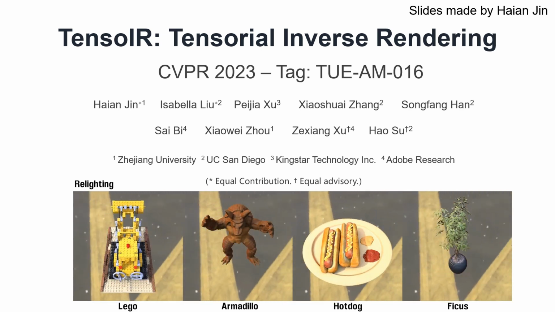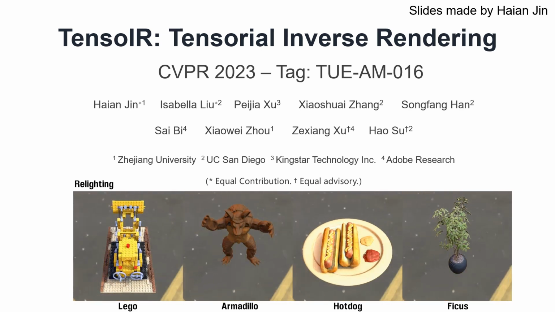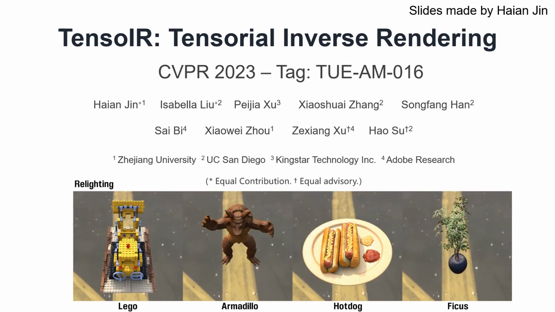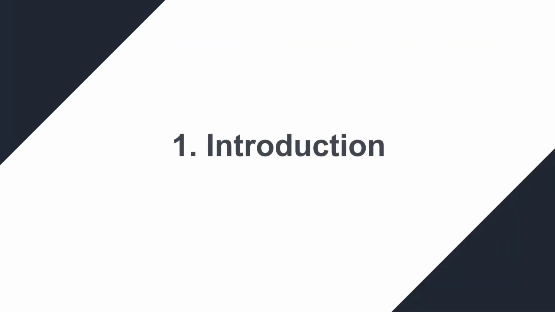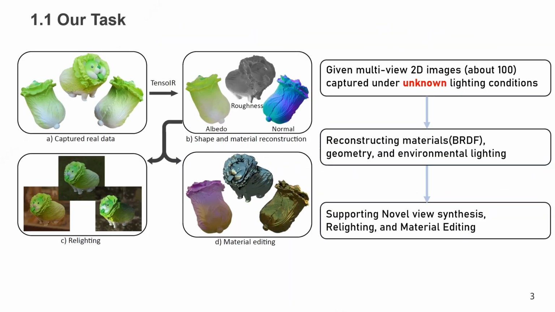We propose TensoIR, a novel inverse rendering approach based on tensor factorization and neural fields. Given multi-view 2D images captured under unknown lighting conditions, our NeRF-based method can reconstruct BRDF, geometry, and environmental lighting of the target object, supporting applications such as relighting. Such a task is often called inverse rendering reconstruction.